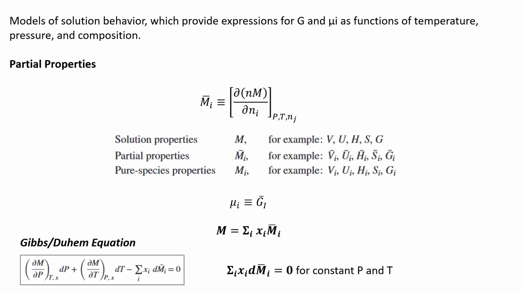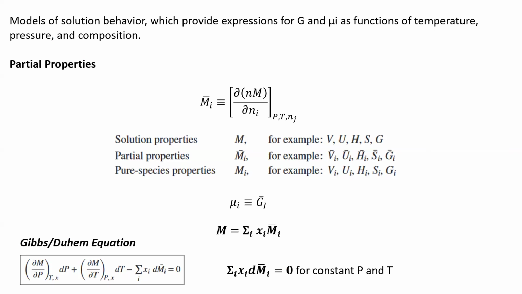Now, as I said earlier, the total properties are obtained when we have models for the G and this μi also, ∂nG/∂ni. So when we have G, then we have a relation for μi also at constant pressure and temperature, right? So that's how we will obtain every fundamental energy property.